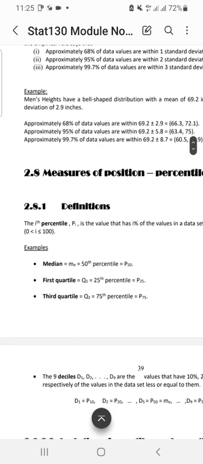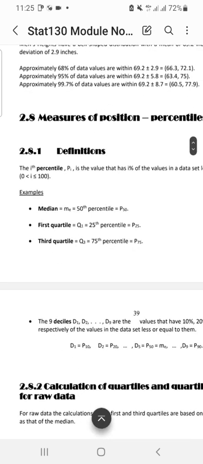Measures of position. Now, percentile and quartile is almost the same thing. Just that quartile is like quartile 1, quartile 2, quartile 3. But let's say we want to look for quartile 60. We can't say quartile 60. We say percentile 60, right? So it's the exact same thing. Quartile 1 and percentile 25 is exactly the same, right?